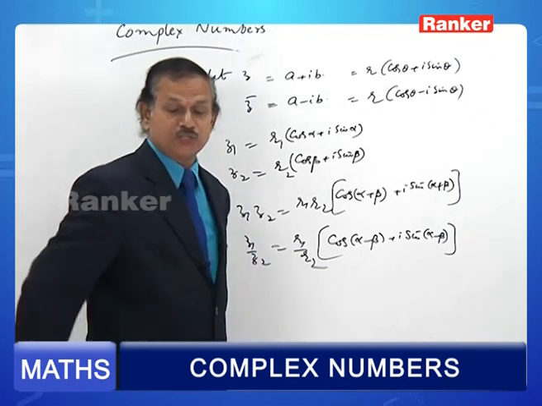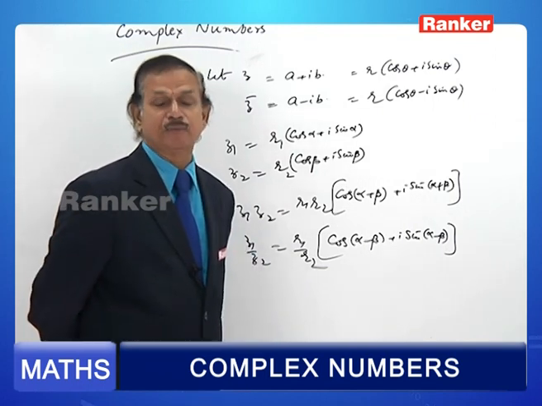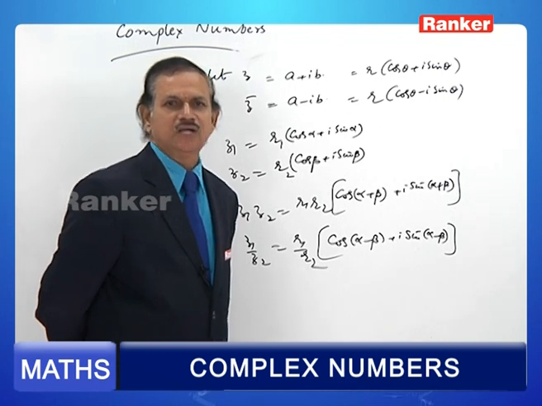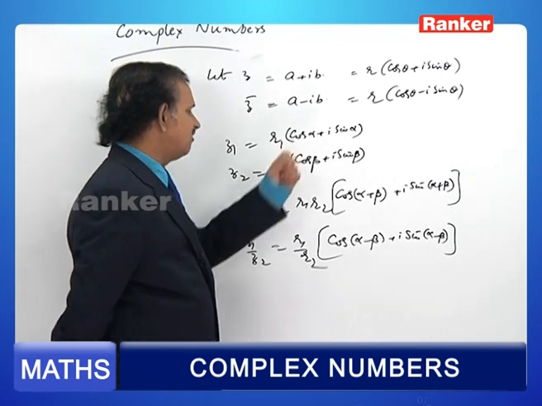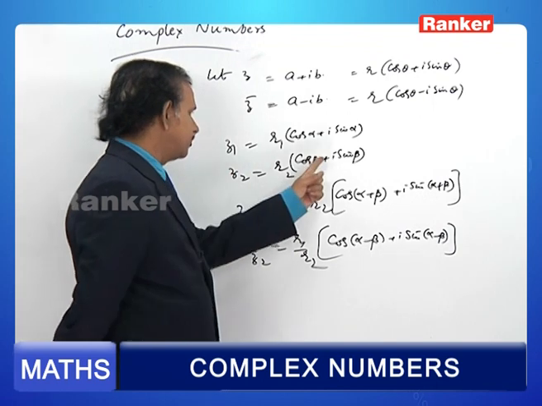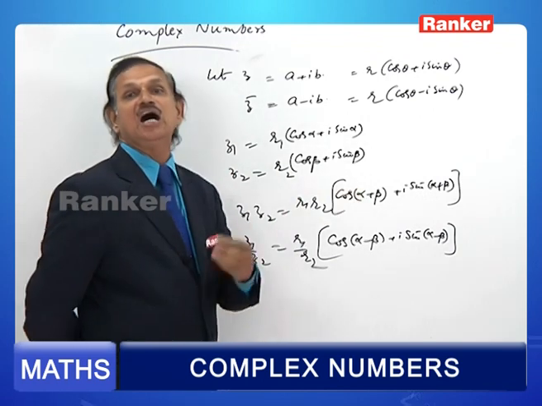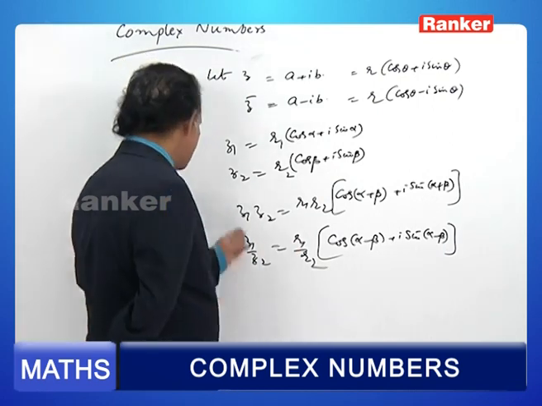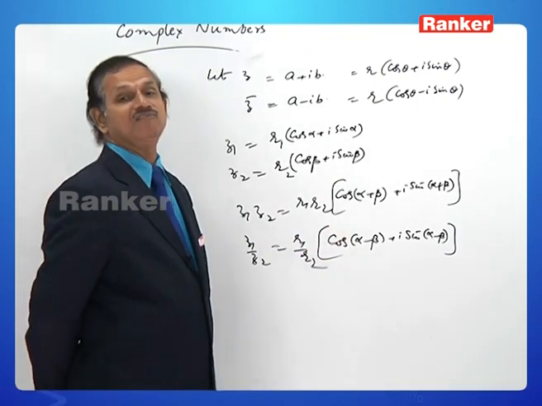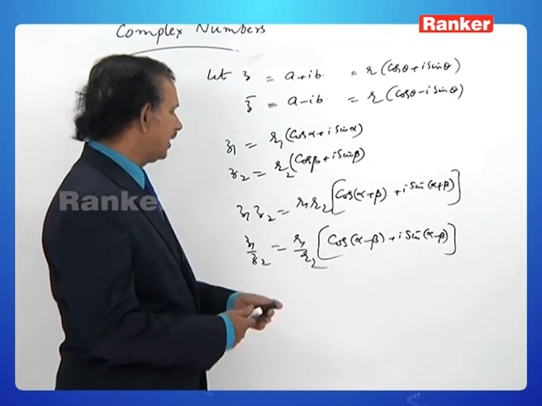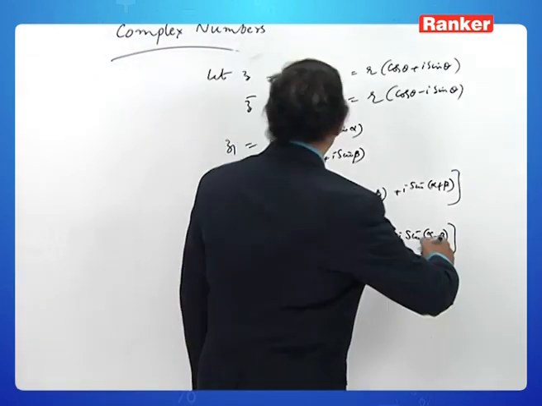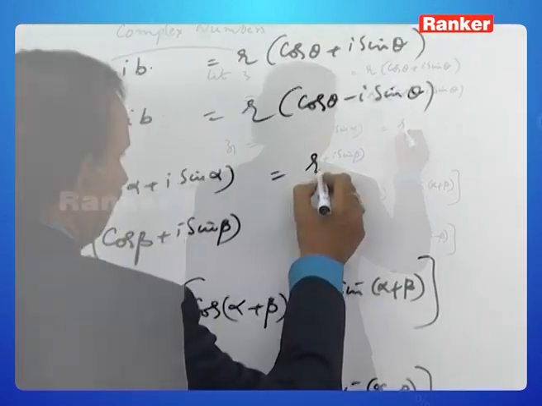It is beneficial to note the amplitude of the product and the quotient. Amplitude of Z1 is alpha, amplitude of Z2 is beta, then amplitude of Z1 Z2 is alpha plus beta. Amplitude of Z1 by Z2 is alpha minus beta. Of course, while noting this, you may recollect one more thing.